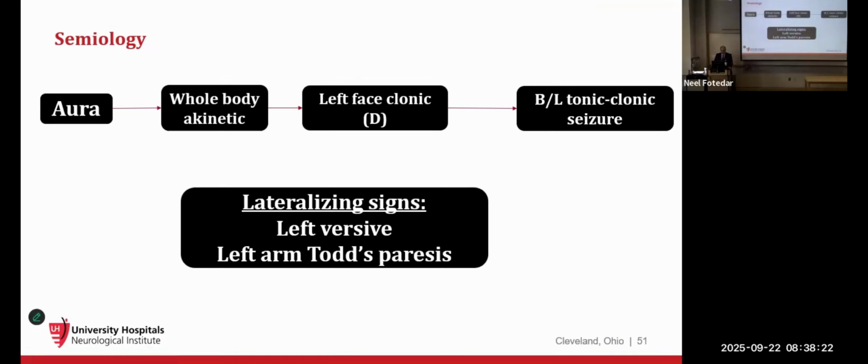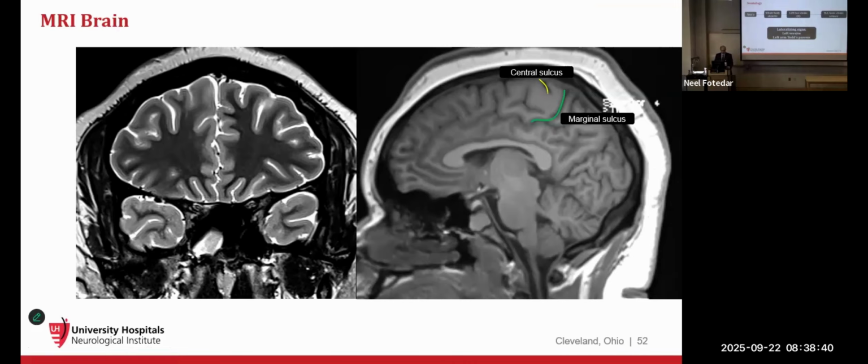She did have other lateralizing signs, left versive during the evolution to the second convulsion, and she also had a left arm Todd's paresis after the seizure had ended. So now you have several very strong lateralizing signs pointing to the right hemisphere, and you have good quality scalp EEG data also pointing to the right hemisphere. So most likely you have a right frontal lobe epilepsy.